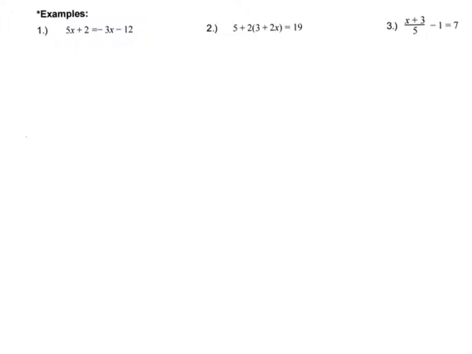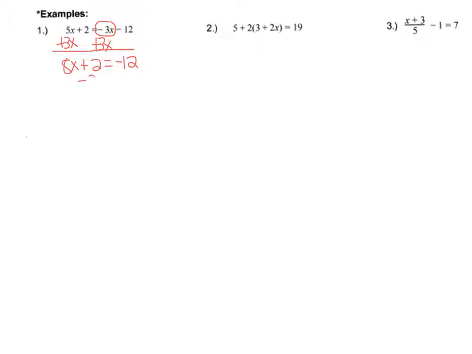Number 1, we've got 5x plus 2 equals negative 3x minus 12. First thing we want to do is get these variables together on one side of the equation. So I'm going to move this term over to the left by doing its inverse. Since it's negative 3x, I'm going to add 3x to both sides. So you'll get 8x plus 2 equals negative 12, because 5x plus 3x is 8x, bring down the plus 2, bring down the equal sign, negative 3x plus 3x is 0, bring down the negative 12.